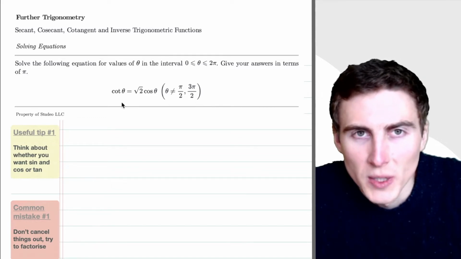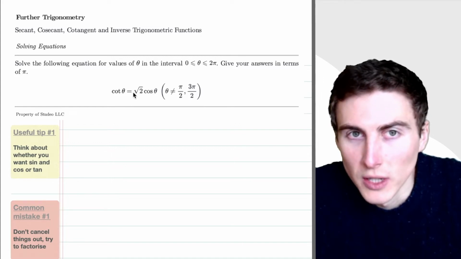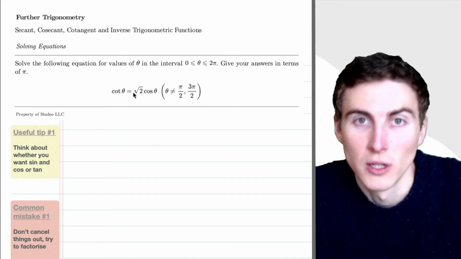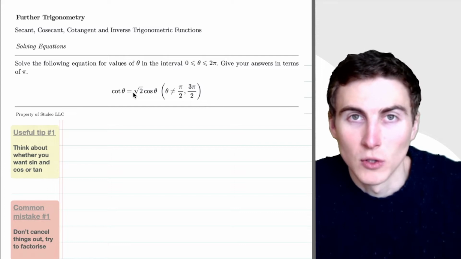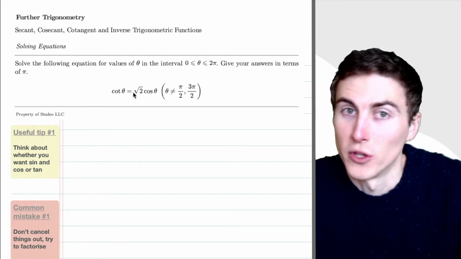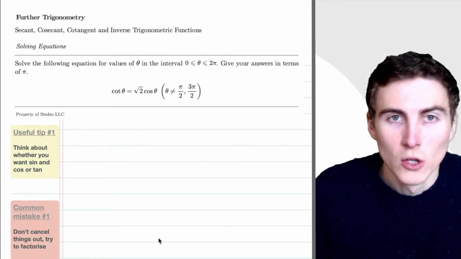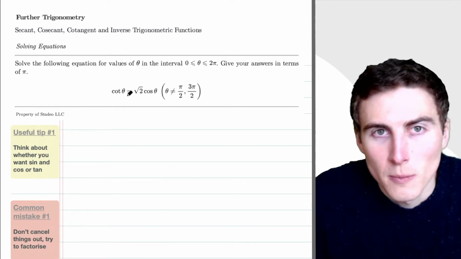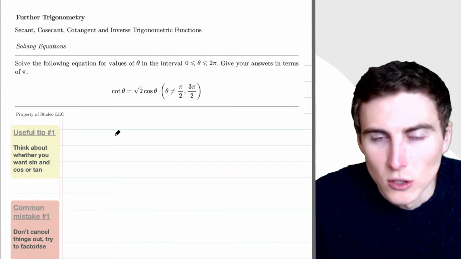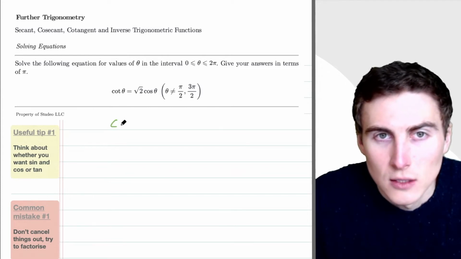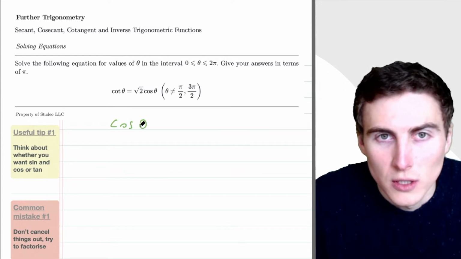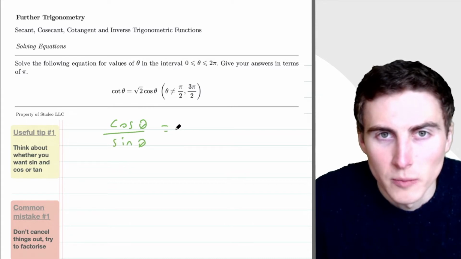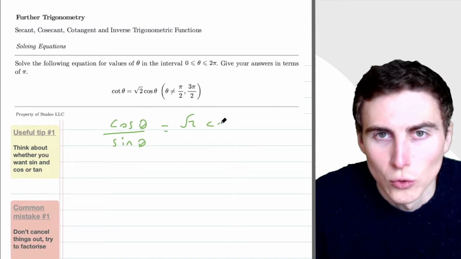Basically, we're going to take this equation and solve it to find our solutions, and then probably use a CAST diagram or a graph to figure out all the other solutions. So if you give that a go, we're first of all going to have to find the solutions. I'd rewrite the cot as cos theta over sine theta, which is equal to root 2 cos theta.